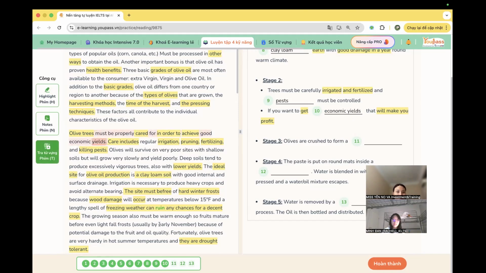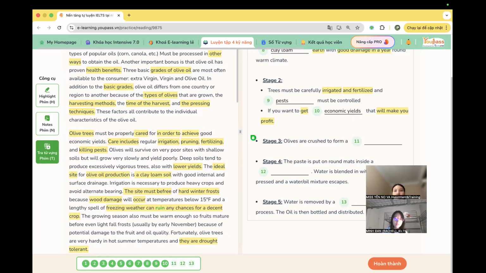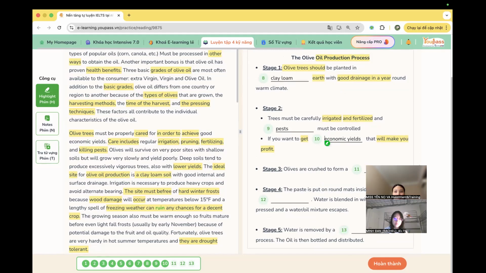Yeah, this one. I just don't know how many words I can write in. I will go back here. No more than 3 words. 3 words. Okay. Yeah. So I think economic yield is good, or even you can put good economy. And that's also correct.